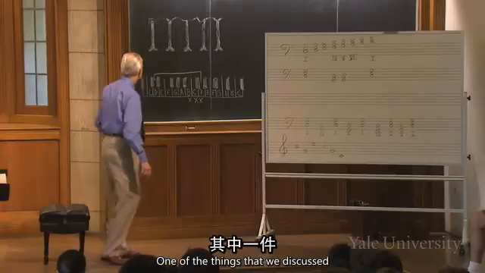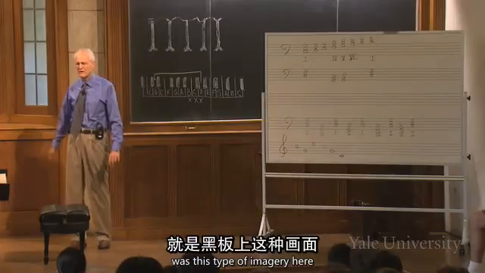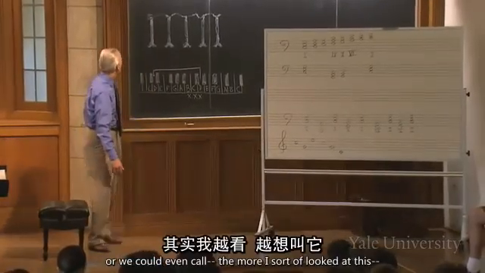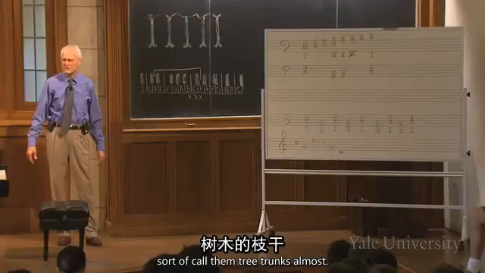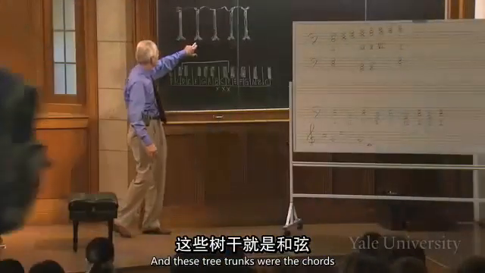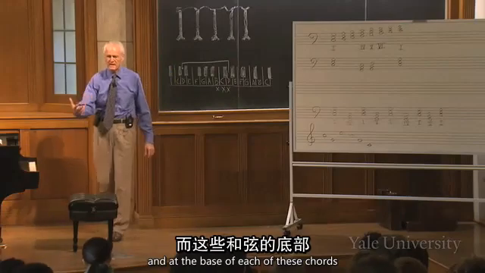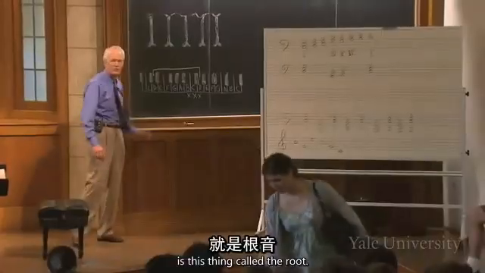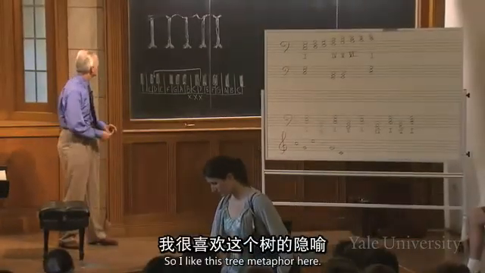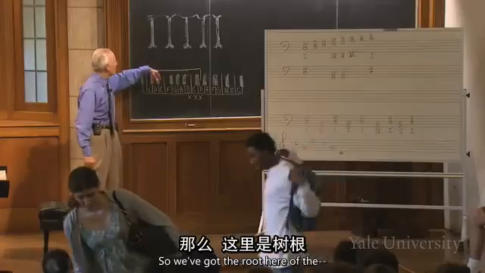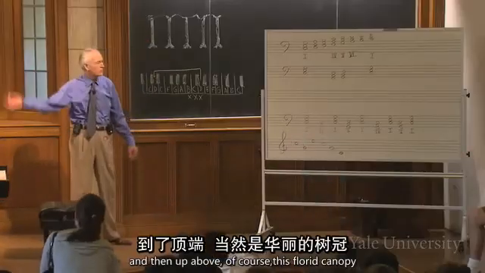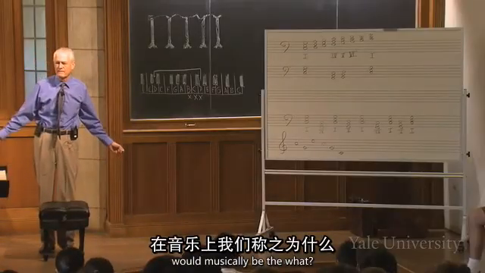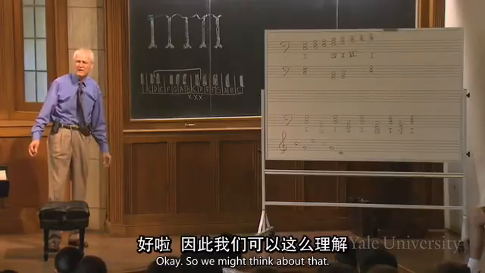One of the things that we discussed was this type of imagery here, where you'd have vertically these pillars, if you will, or I sort of called them tree trunks almost. And these tree trunks were the chords. And at the base of each of these chords, at least conceptually, theoretically, is this thing called the root. So I like this tree metaphor here. So we've got the root here and then the trunk, and then up above, of course, this florid canopy would musically be the what? The melody. Okay, so we might think about that.